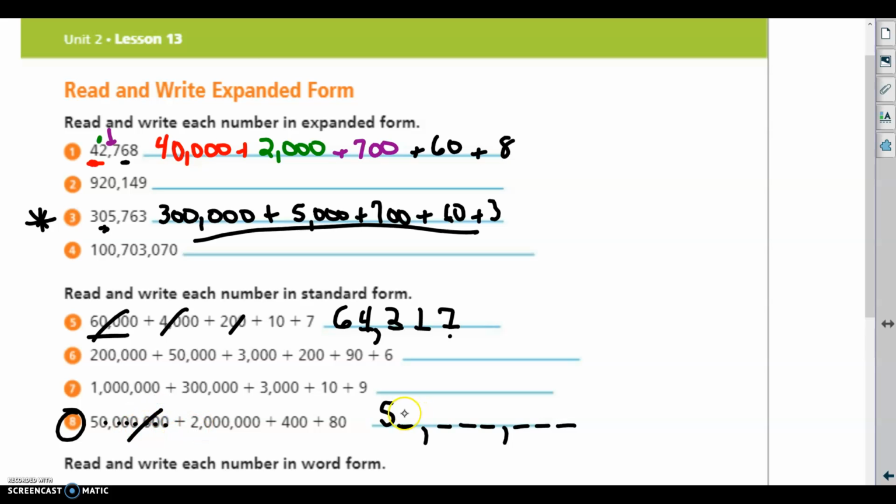2 million. 2 million's going to go here. 400. Wow, this is the thousands in through here. I know we don't have any thousands. So 400. 80 would go there, and there's no ones. So all these other lines here and here and here and here, those would all be zeros.